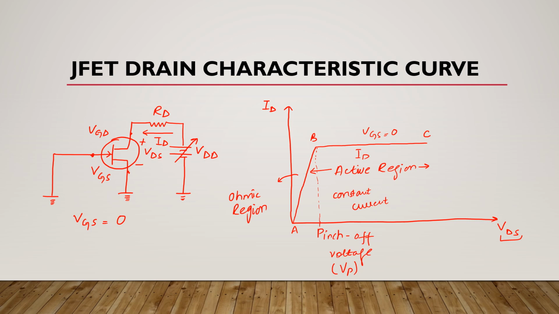Now after this point C, breakdown occurs where this ID begins to increase very rapidly with any further increase in this VDS. So this is JFET drain characteristic curve, and this is breakdown region. It means there are three regions here. One is ohmic region, second is active region, and third is breakdown region.